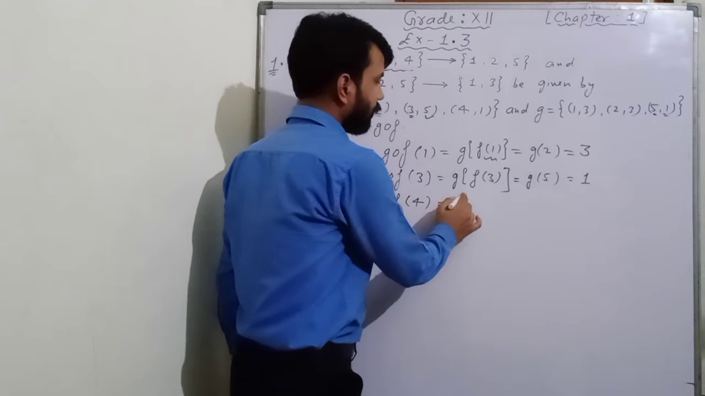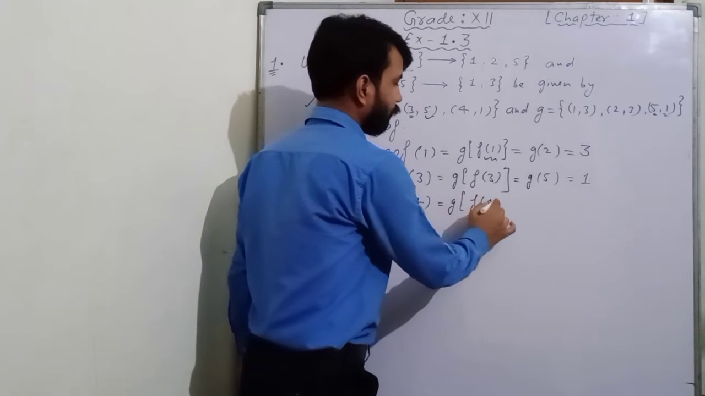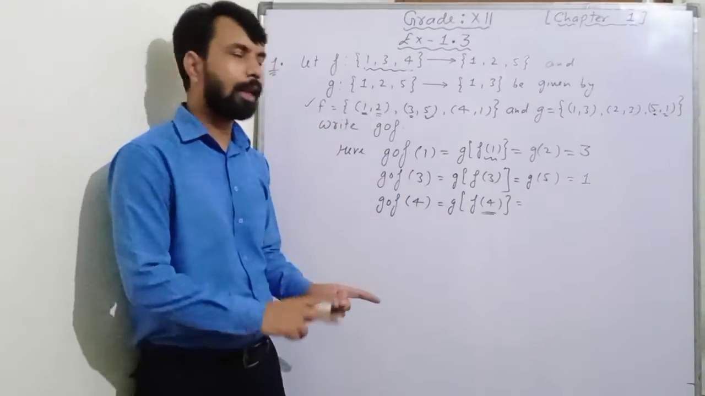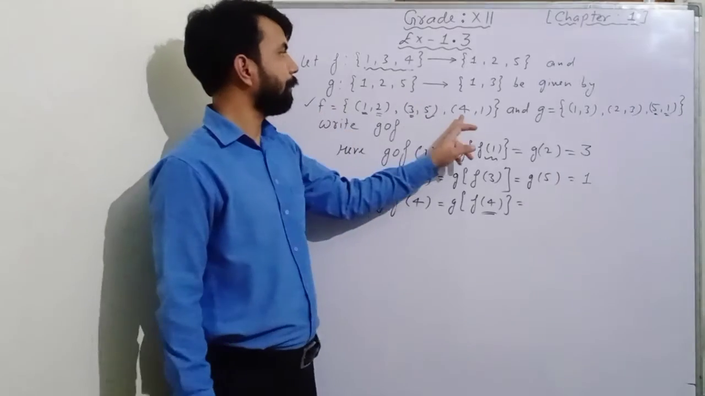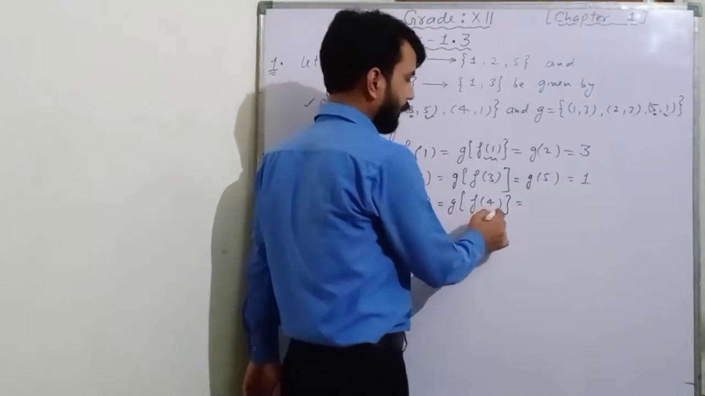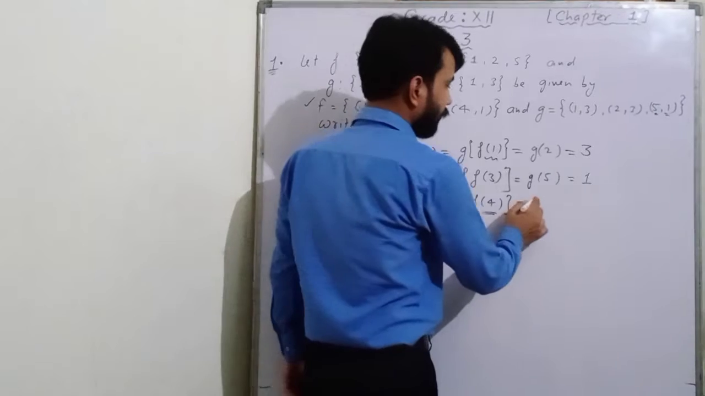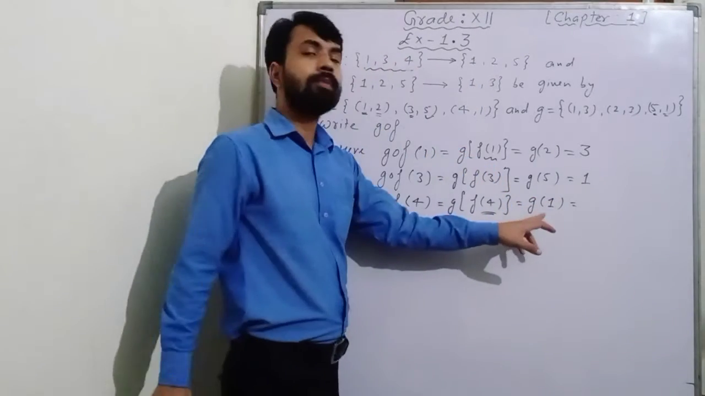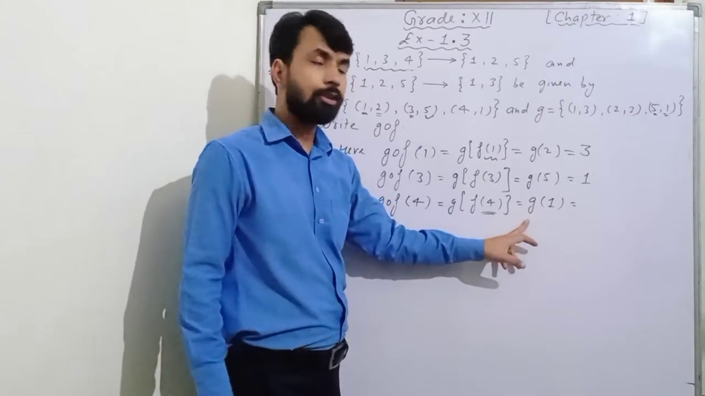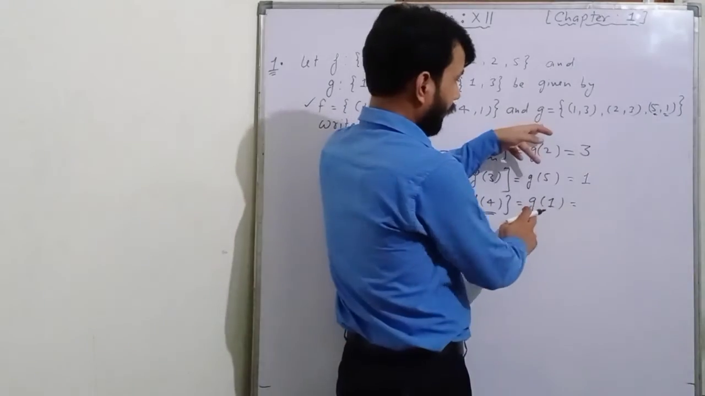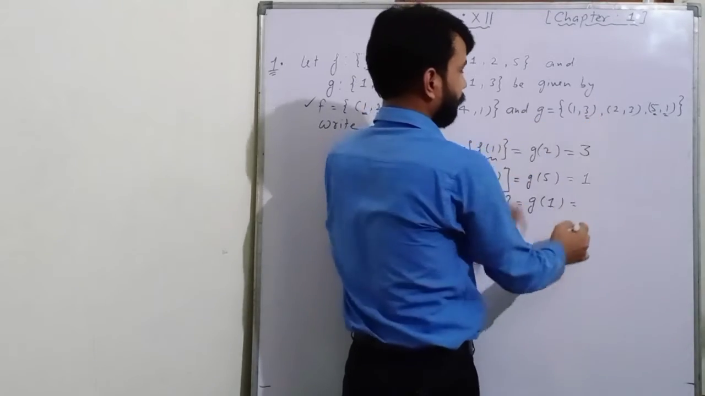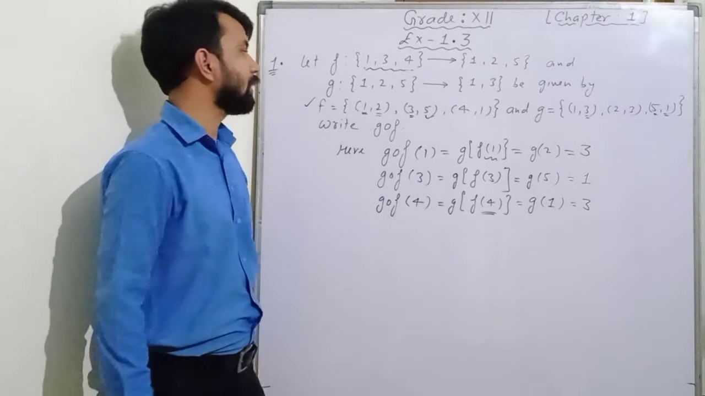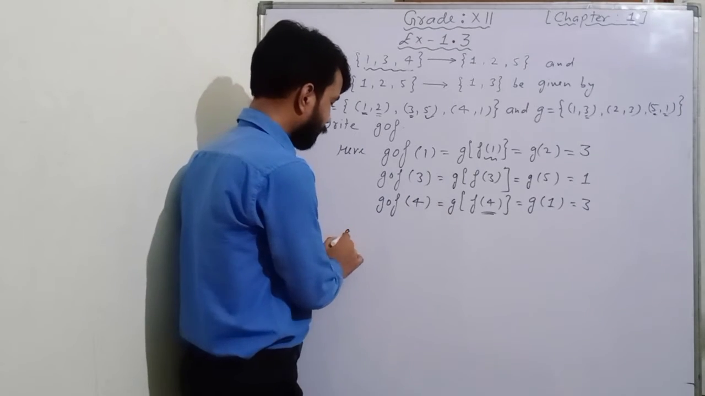Similarly, we have to find GOF for the last element of the domain of f, that is 4. This can be written as g of f4. f4 is the image of 4 under the function f. In the function f, the image of 4 is 1. So in place of f4, we substitute 1. That is g1, which is the image of 1 under the function g. In g, the image of 1 is 3. Got it?